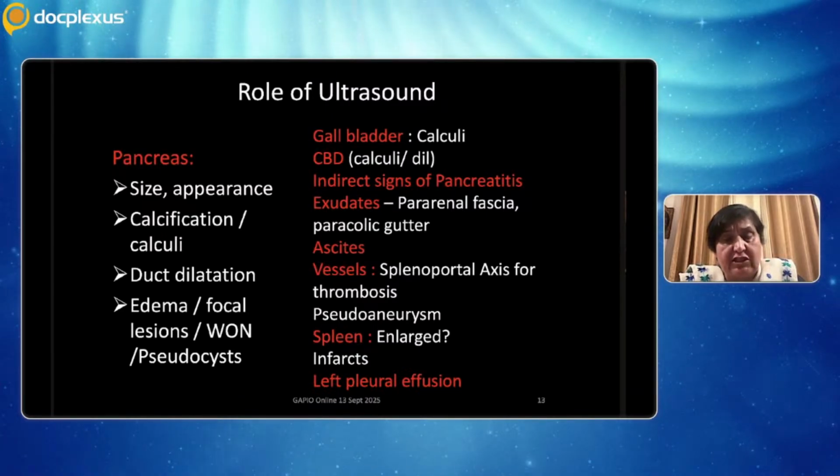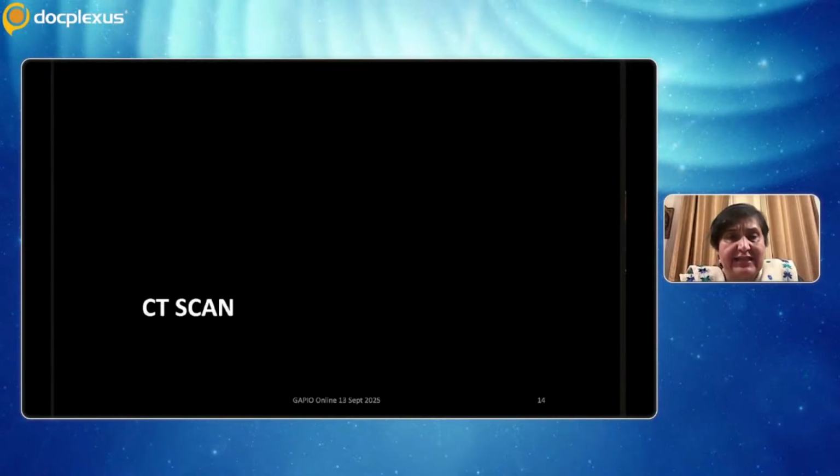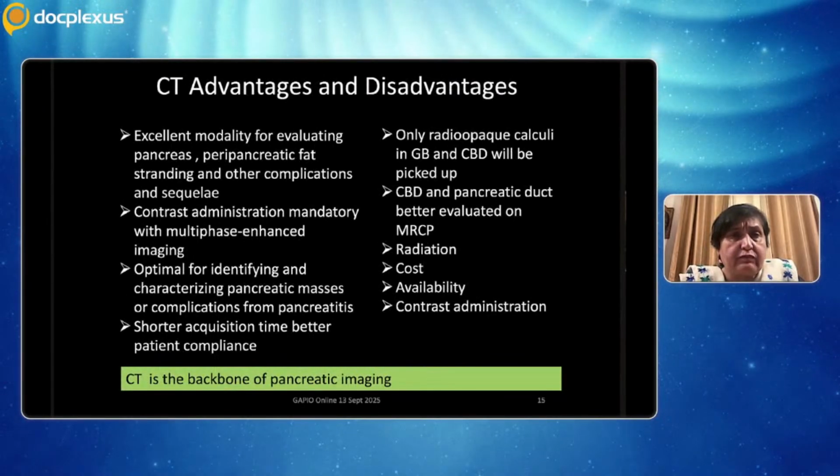Evaluate the spleen, whether it's normal in size or enlarged, and if there are any focal hypoechoic areas suggestive of infarcts in case there is a splenic or a portal vein thrombosis. Also look for left pleural effusion, which is again an indirect sign of pancreatitis.